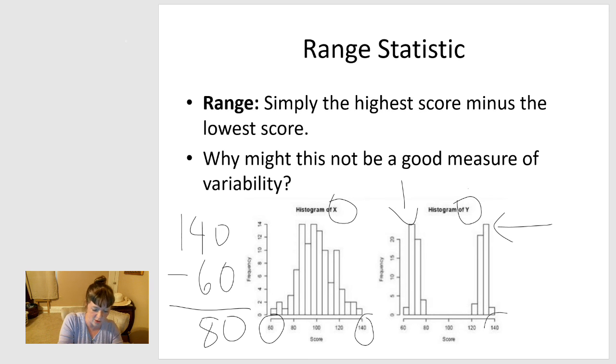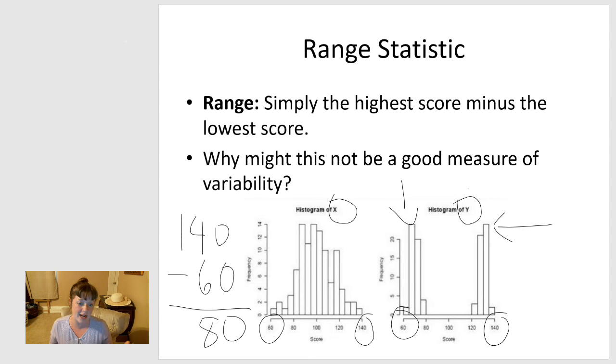And now let's look for the range. Well, the highest score here is 140. The lowest score here is 60. So what's the range? It's 80. So these two variables here, the variable of x and the variable of y, both have the exact same range, which is meant to give you a sense of the fact that the range is a terrible way of estimating variability. It's just a really common one.